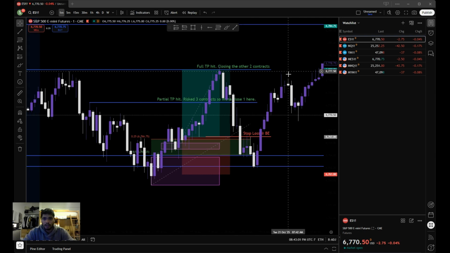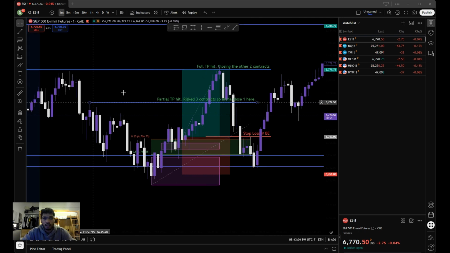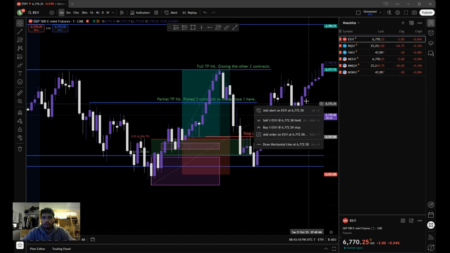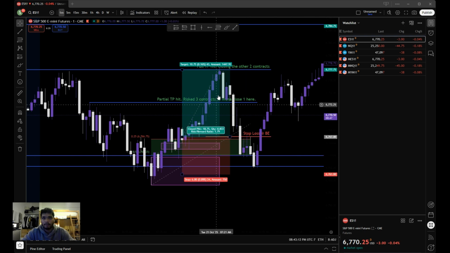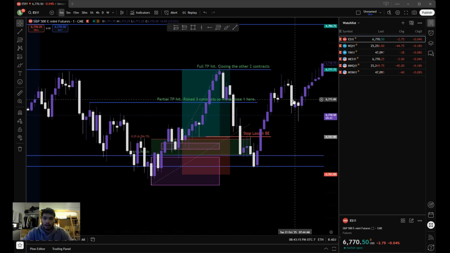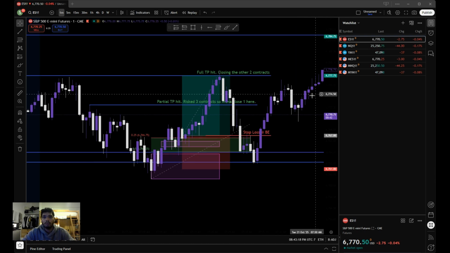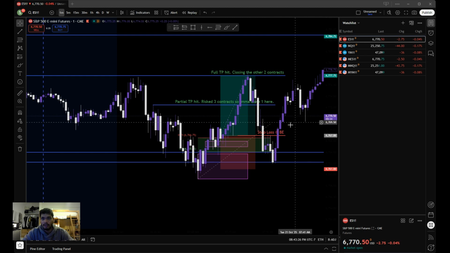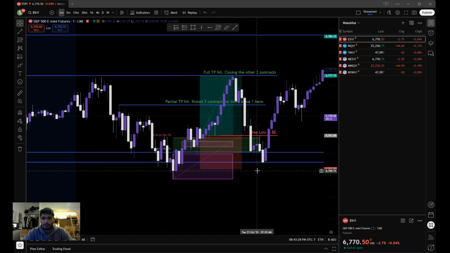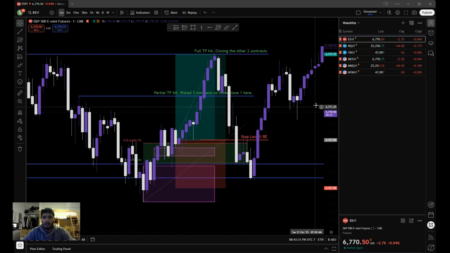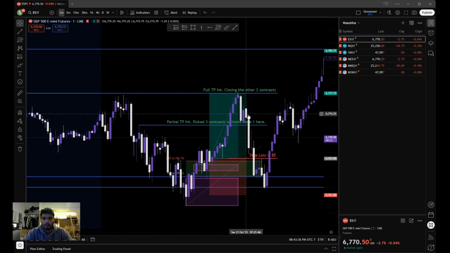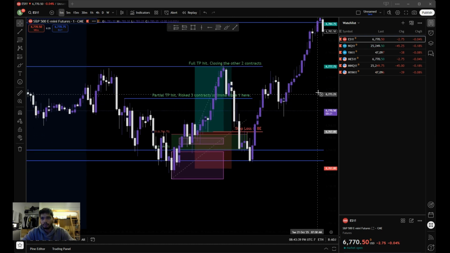I risked three contracts. Had a partial over here at 1 to 0.92 risk to reward. So at my partial, I closed one contract out of the three, and then at my full TP, I closed the remaining two contracts. When it hit my partial TP, I always move my stop loss to break even after first TP. So that's what I did. I moved stop loss to break even here, and as you can see, we pretty much top ticked the trade. It hit my partial TP, I moved stop loss to break even, closed the contract, hit my full TP straight away, and closed the other two.